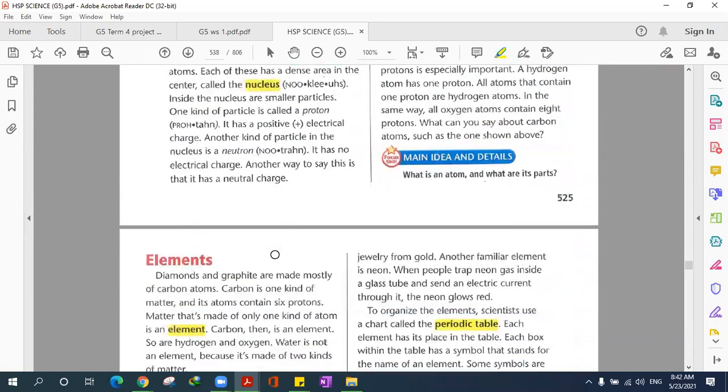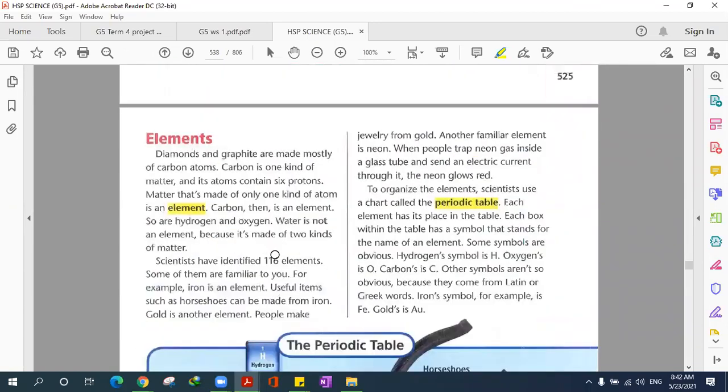So again, going back to the definition of an element, it is made of only one kind of atom, not one atom, one kind of atom. It can be made of different numbers of atoms, but they have to be from only one kind of atom.